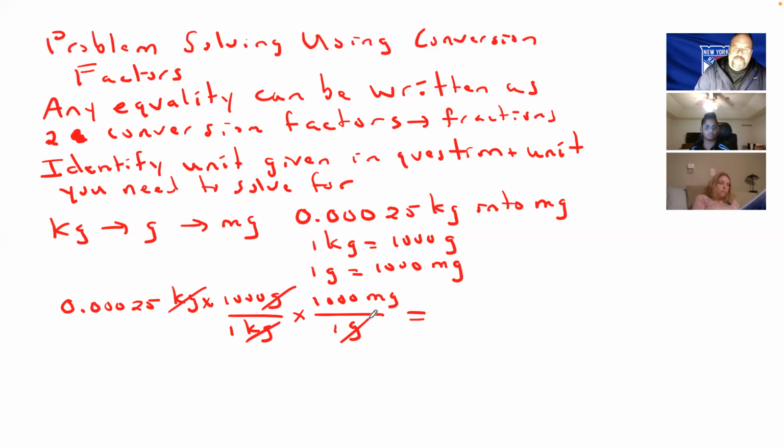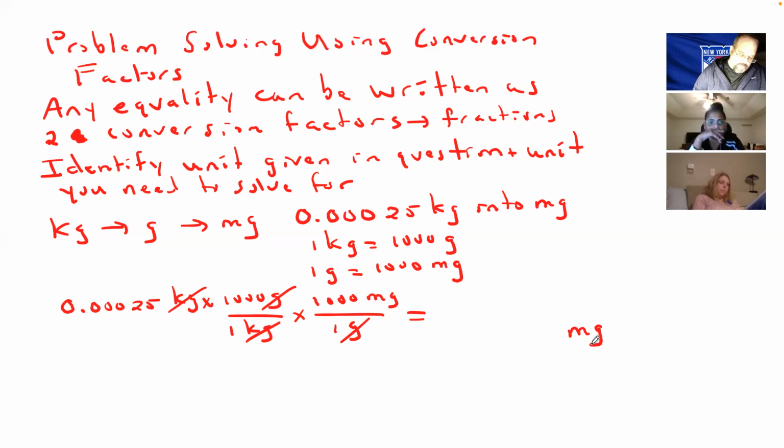Because in my answer, the only unit that I want to be left with is milligrams. And when I set it up this way, remember, when you have like terms in a numerator and denominator, the like terms cancel each other out. So the kilograms here would cancel each other out, and then the grams would cancel each other out. So the only unit that you're left with is the unit of the milligram.